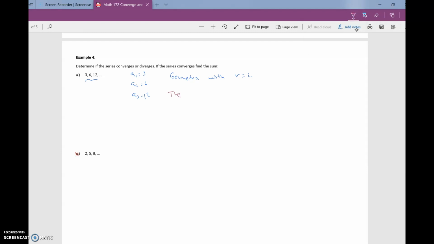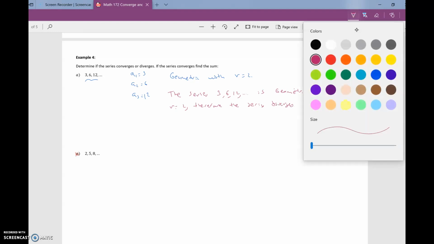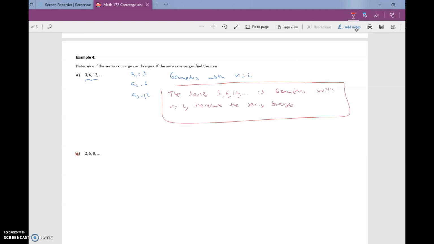So in this case, the series 3, 6, 12, and on is geometric with r equal to 2. Therefore, the series diverges. They just want a justification and then whether it converges or diverges.